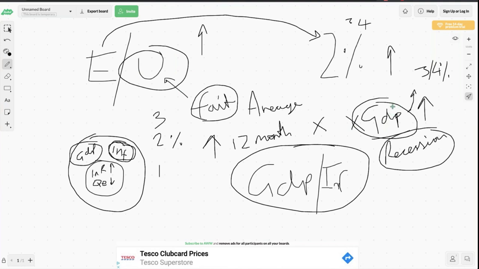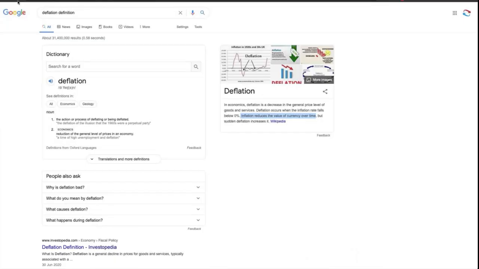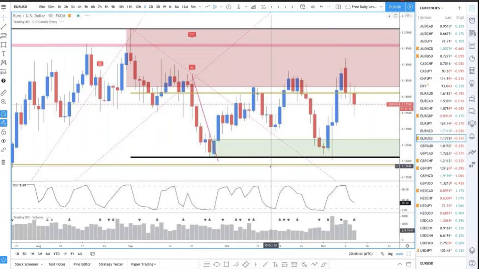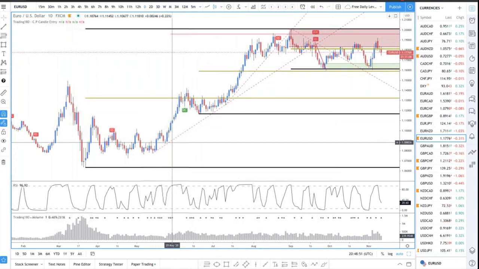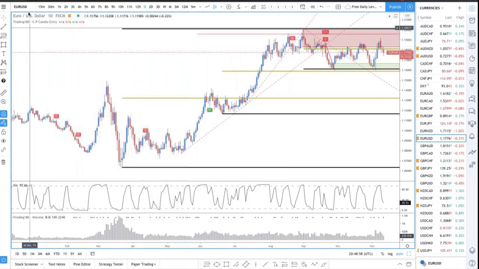So the US dollar is more likely to get international investors and buyers investing and boosting their economy, while Europe will lag behind. And this is what the competitive devaluations are about. Competitive devaluations, currency wars. This is what the currency war is. You're seeing it on the charts. Euro dollar, you've seen it since the beginning of this year, I would say from April, May. You've seen the euro increase in value and the dollar decrease in value.